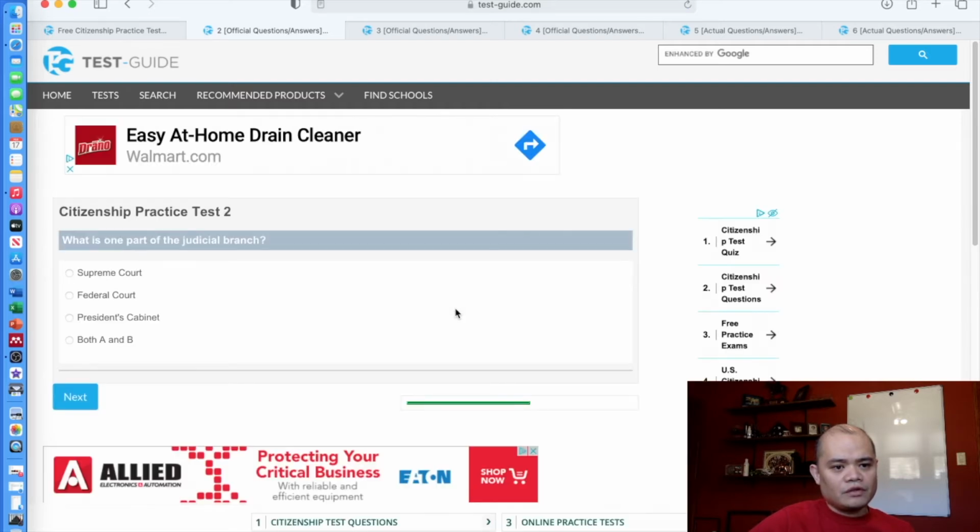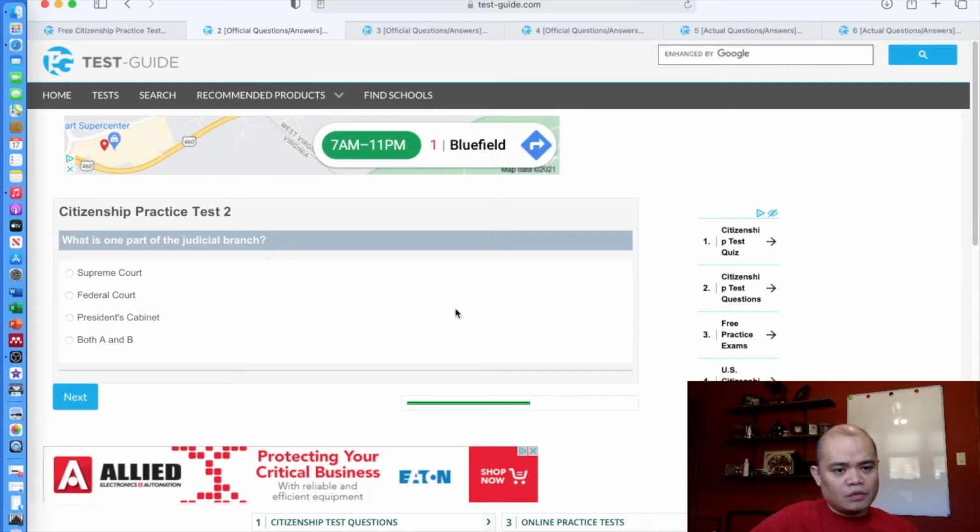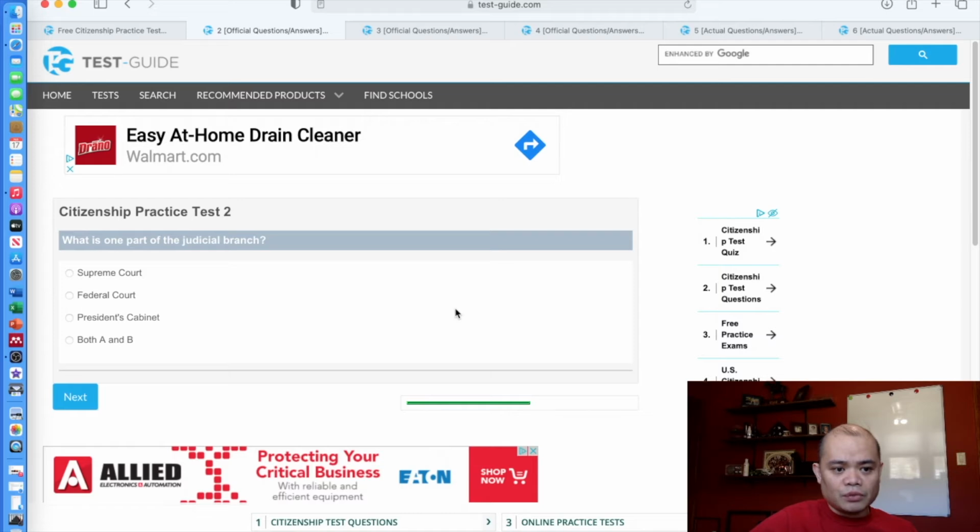What is one part of the judicial branch? That would be Supreme Court, Federal Court, President's Cabinet. So President's Cabinet is not because that's executive branch. So that would be the Supreme and the Federal Court. Both A and B.